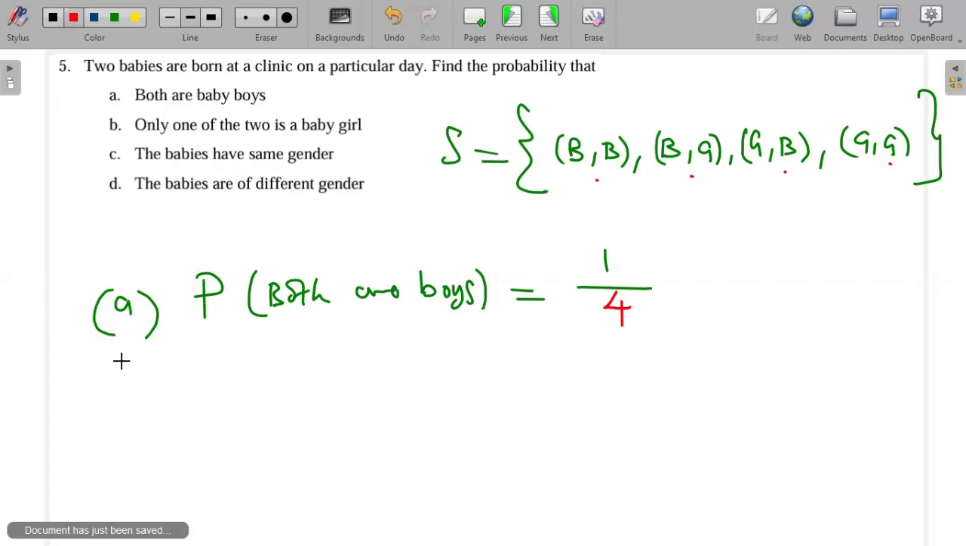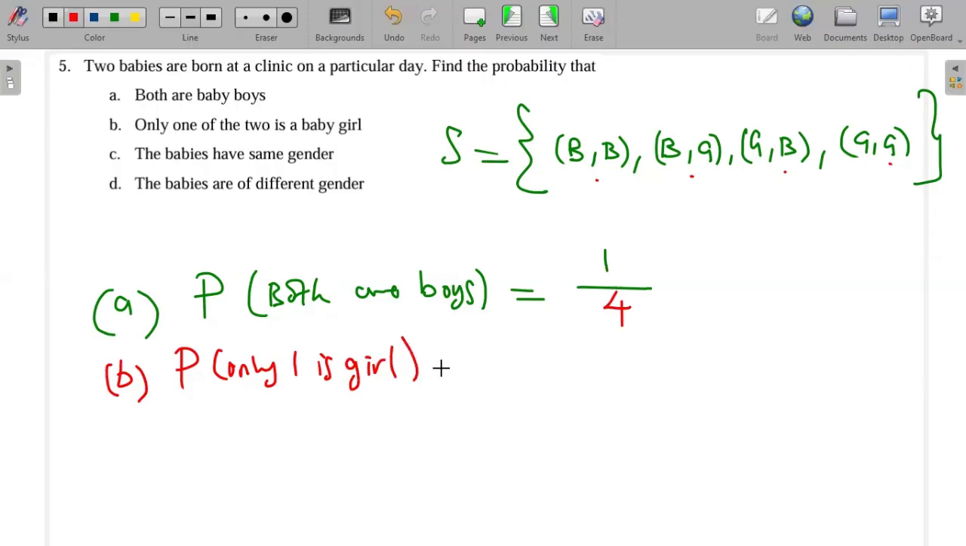Okay. What about B? So B, they're saying find the probability that only one of the two is a baby girl. Only one of the two is a baby girl. It means that the other one should be a boy. So I'm finding the probability that only one is a girl.